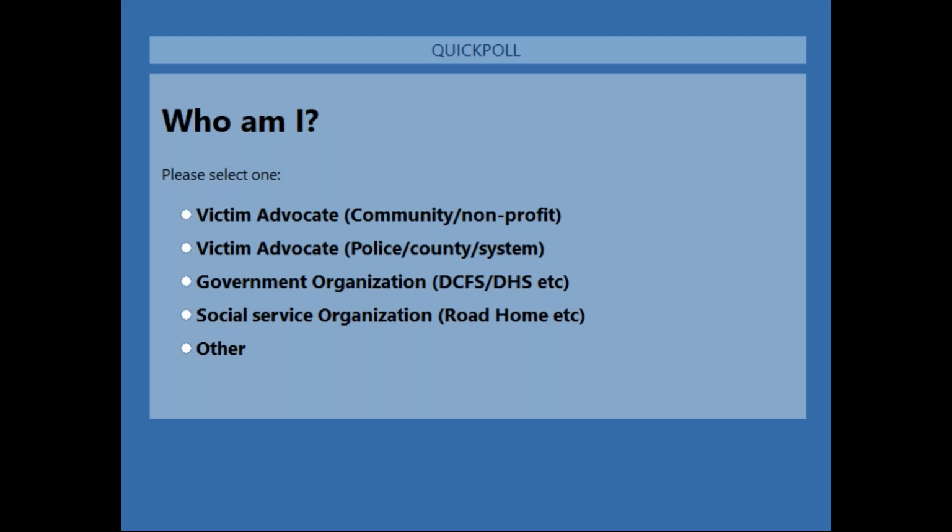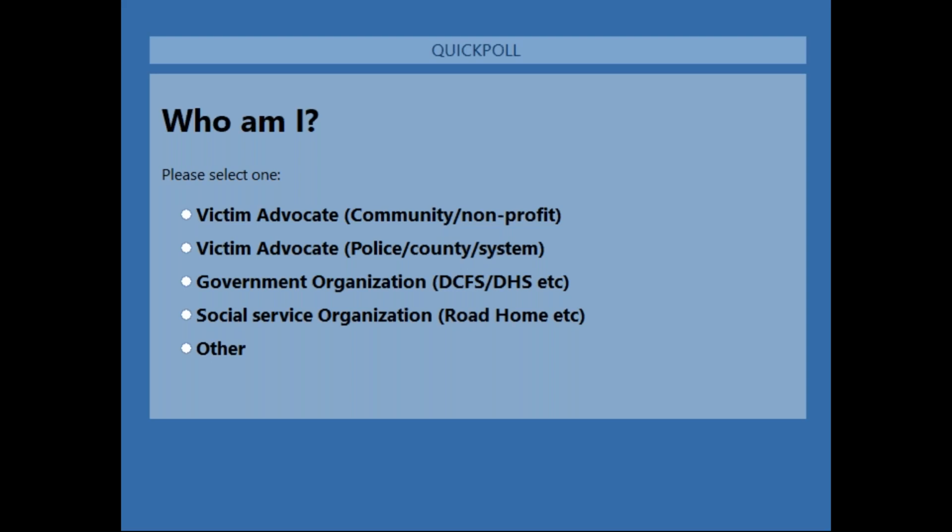Are you a system advocate for maybe a police station, for a county, maybe a county office, maybe for a jail, prison, and so on? What about government organizations? Do you work with DCFS, maybe DHS, a social service organization? That would be like The Road Home, places like that, or other. Maybe we have some other folks from different walks of life, and that is awesome. Of course, we love when folks are involved.